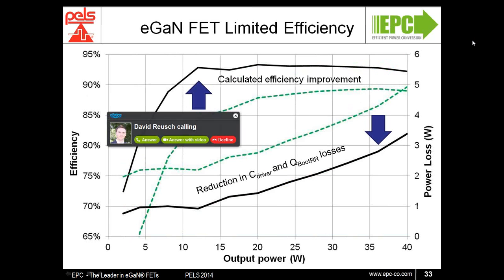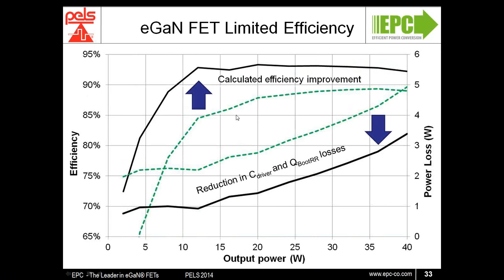From this we can see that if the GaN FET is paired with a better driver, with a significant reduction in both the driver well capacitance and the bootstrap diode reverse recovery losses, the efficiency can be significantly improved, with the light load losses halved and the full load efficiency improved by about 3%.